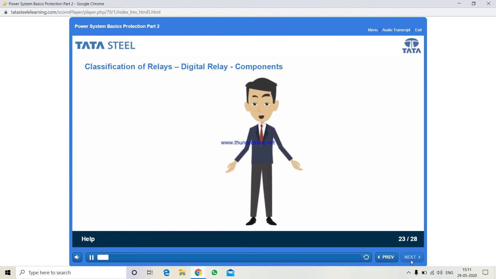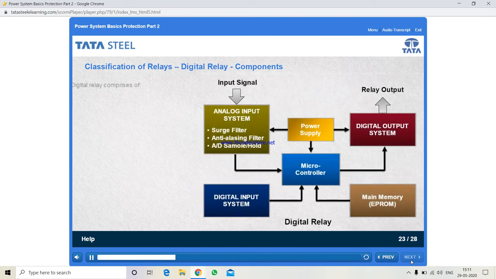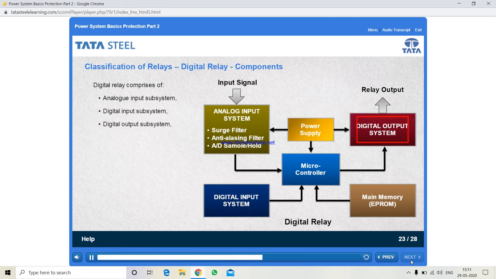Now that we know what is digital relay, let us take a look at the components of digital relay. Basically, digital relay comprises of analog input subsystem, digital input subsystem, digital output subsystem, a microcontroller along with RAM, main memory, historical data file, and power supply.